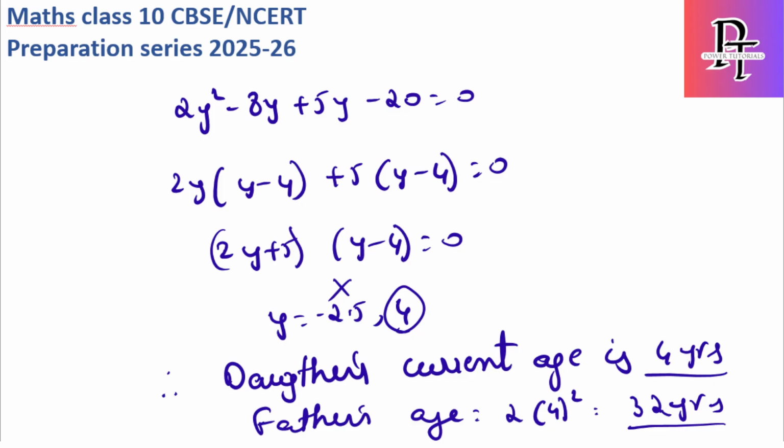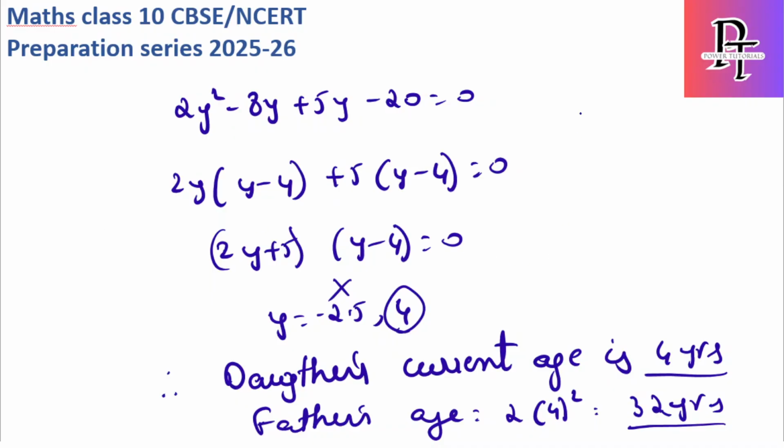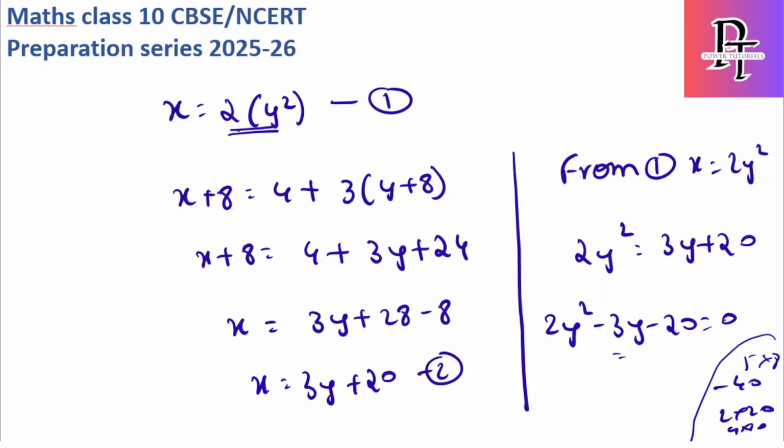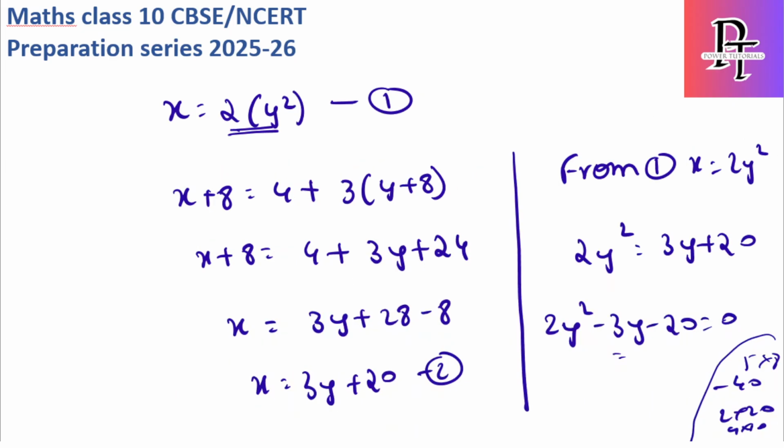Let's cross check this value as well. X is 2y square, that is already done. The second condition we will cross verify. X plus 8 is equal to 4 into (4 plus 3) into (y plus 8). X plus 8 means 32 plus 8, which is 40, is equal to 4 plus 3 into y plus 8.